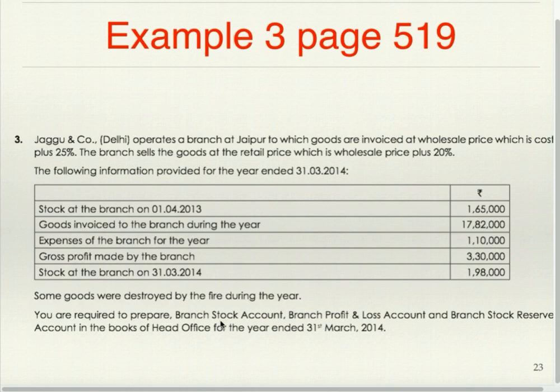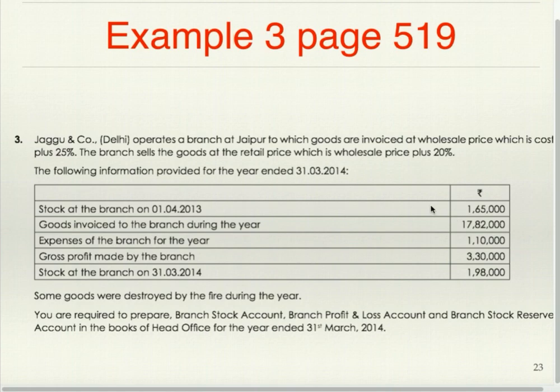So they have asked you to prepare only branch stock account, branch profit and loss account, and branch stock reserve account. I will give you working notes and I want you to do this question. If you see in this particular question, they have given you opening stock, closing stock, goods sent, but sales figure is missing.